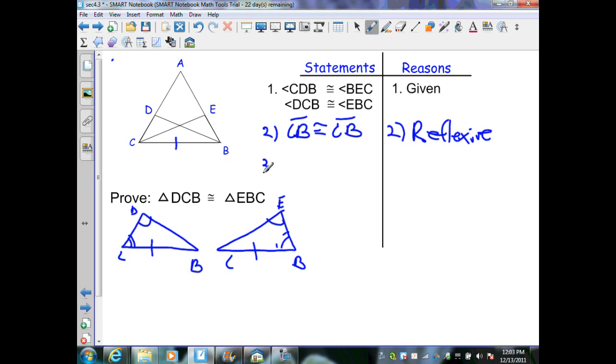Now I can state that triangle DCB is congruent to triangle EBC, and the reason is angle, angle, side. And I know it's angle, angle, side because the segment in each diagram, which is itself, is not included between the congruent angles. Therefore, that gives us angle, angle, side.